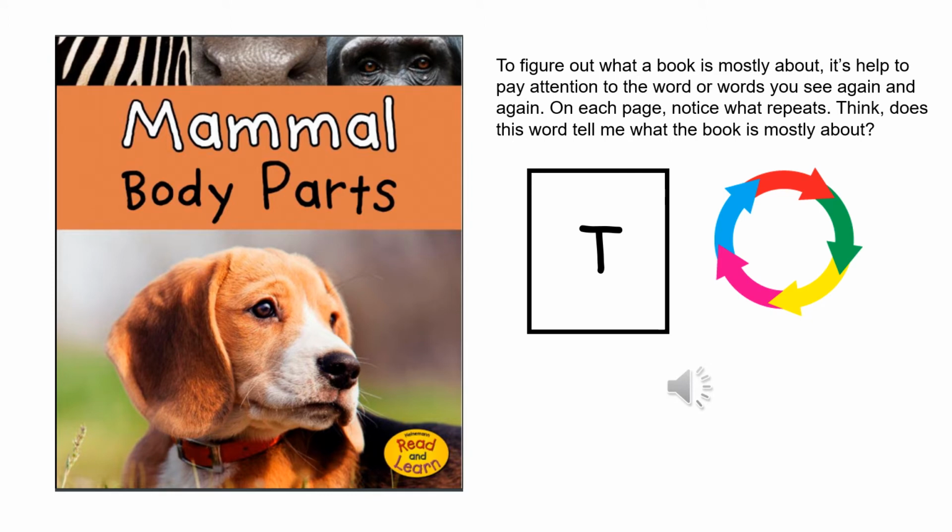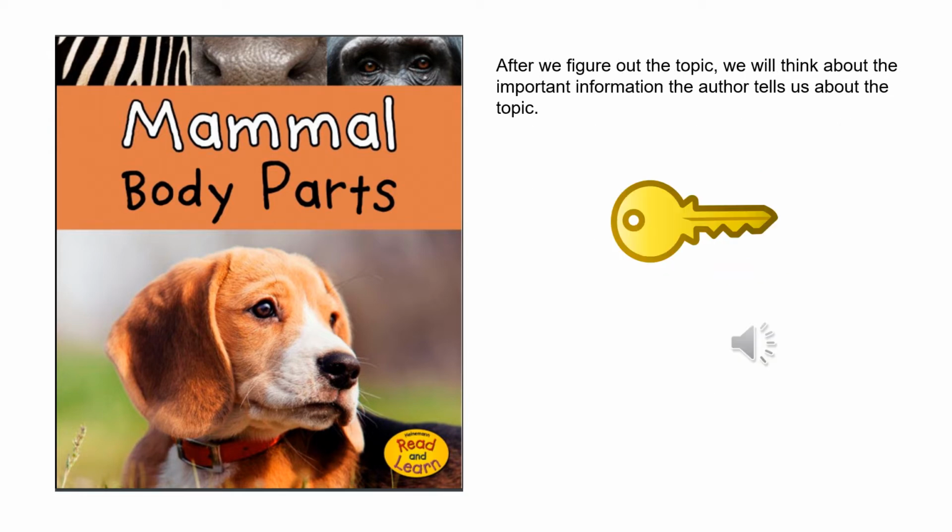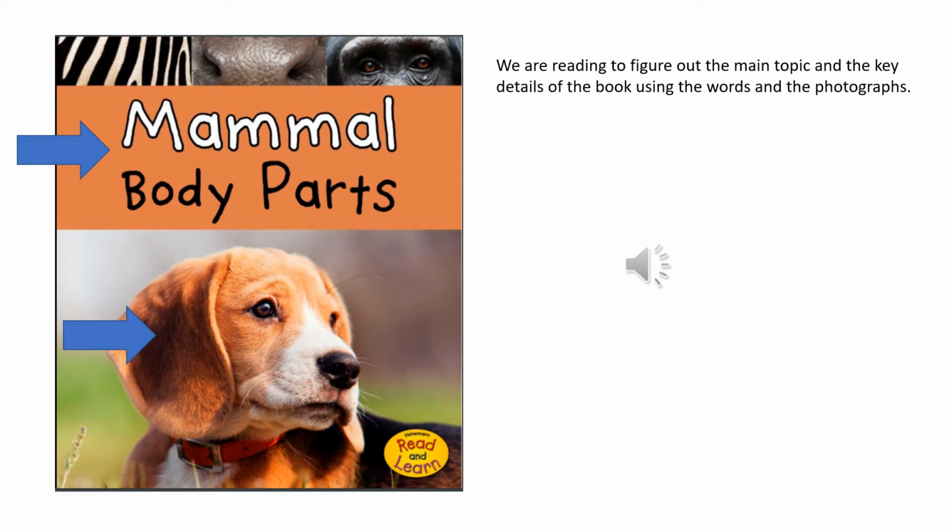To figure out what a book is mostly about, it helps to pay attention to the word or words you see again and again. On each page, notice what repeats. Think, does this word tell me what the book is mostly about? After we figure out the topic, we will think about the important information the author tells us about the topic. That will be our key details. We are reading to figure out the main topic and key details of the book using the words and the photographs for help.